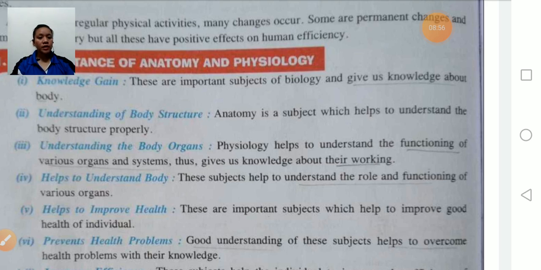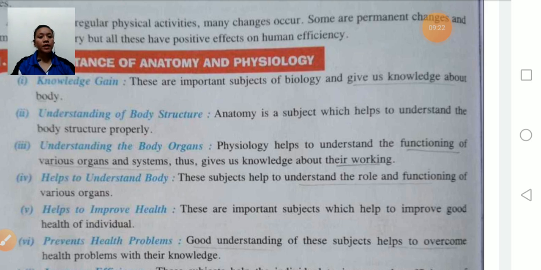Anatomy and physiology help to understand the role and functioning of various organs and systems, thus giving us knowledge about their working. Helps in understanding the body. This subject, anatomy and physiology, helps to understand the role and functioning of various organs.